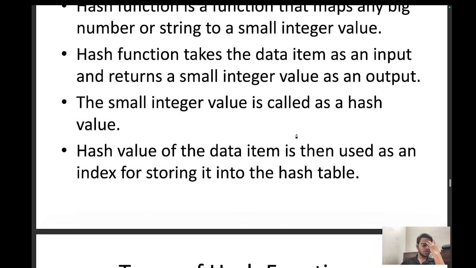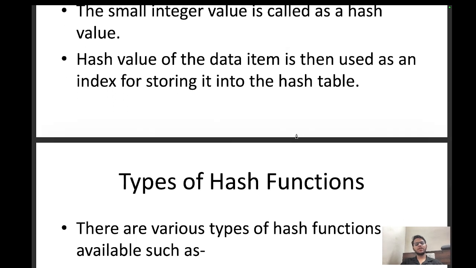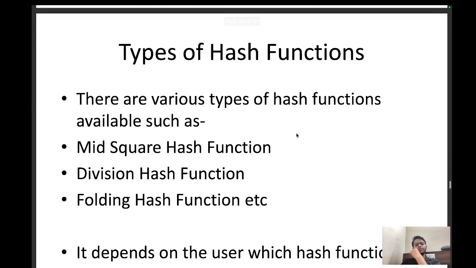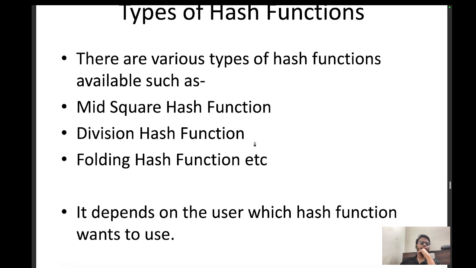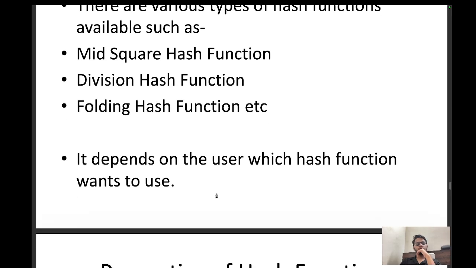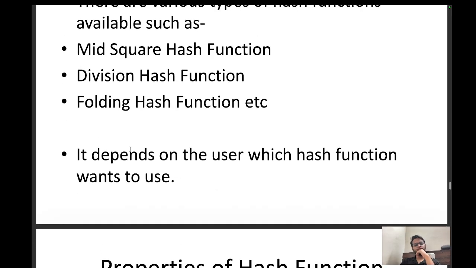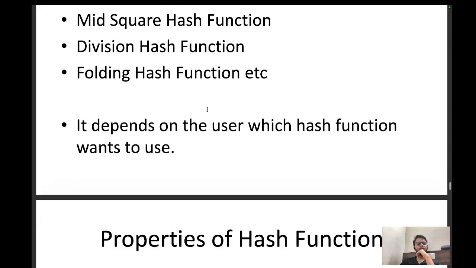The definition of hash function is given, and it is explained here what a hash function is and when to use it. Types of hash functions are also given here. It is mentioned that there are various types of hash functions available, such as mid-square function, division hash function, folding hash function, etc. It depends on the user which hash function to use. I will explain all these types of hash functions one by one.